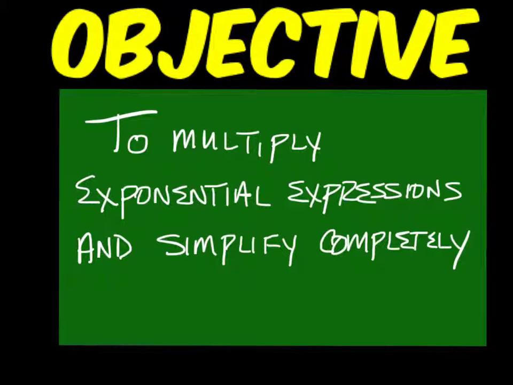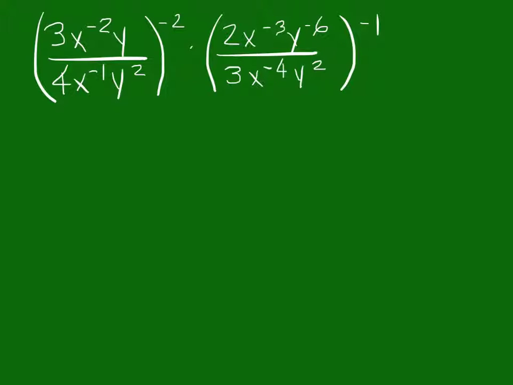To multiply exponential expressions and simplify completely. Here's an example. Your expression on the left, you can simplify that before you multiply through by the exponent. If you choose to do that, it's doing it a different way, but you'll still get the same answer.